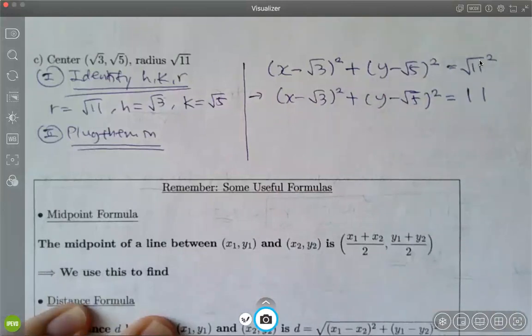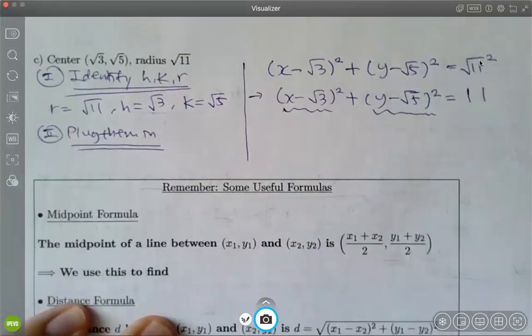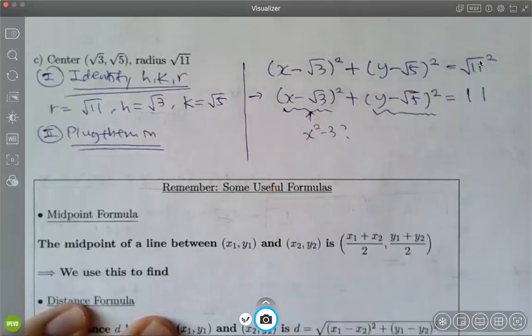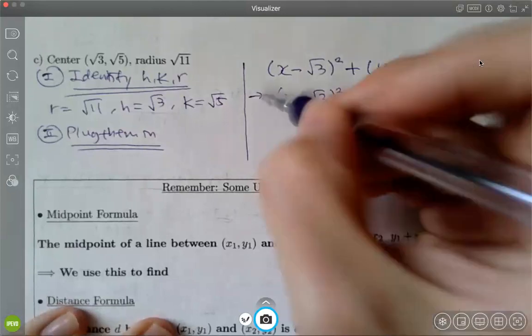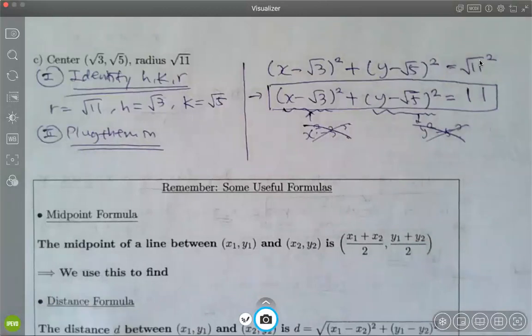Now, can we simplify these two squares? In other words, is this equal to x squared minus 3? Or is this y squared minus 5? Is that true? No, right? This is false, first of all. And remember, you are not foiling these two for the center-radius form. That is the best and the farthest you can go. Here we could only simplify the number on the right, and that was it.